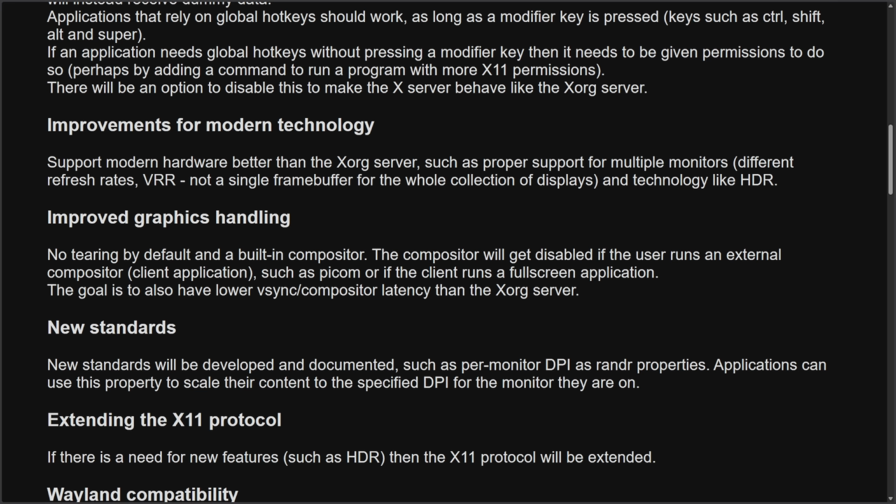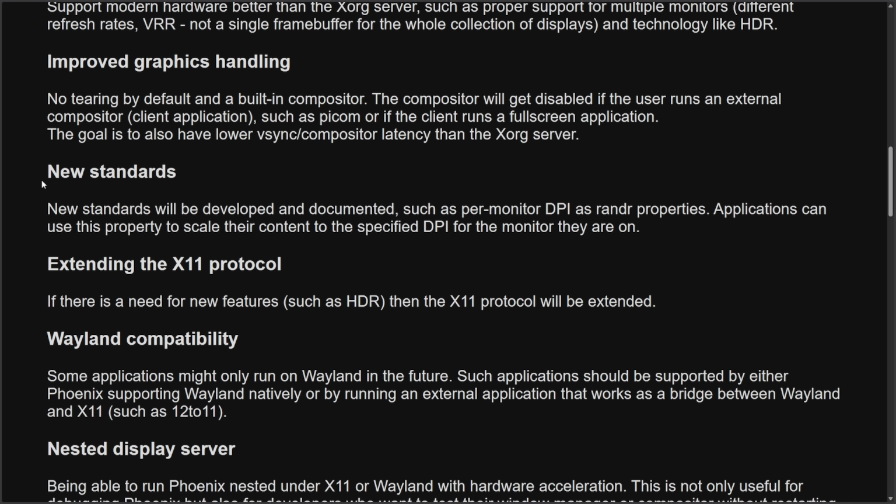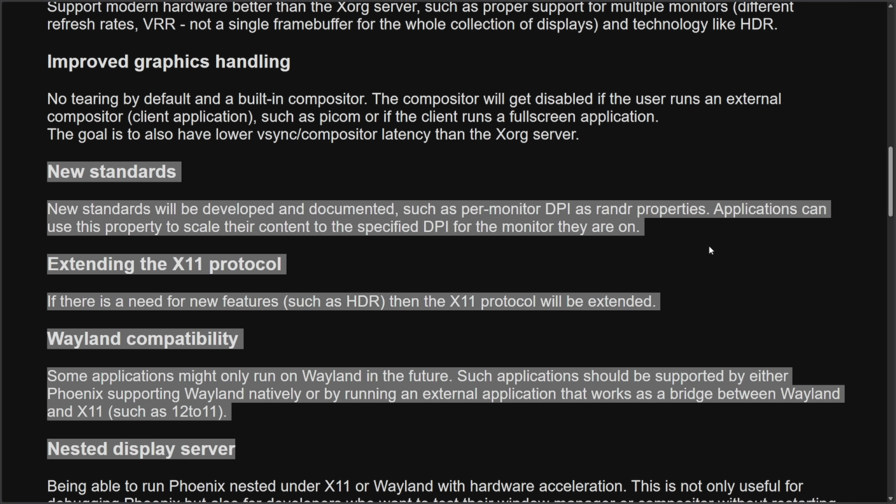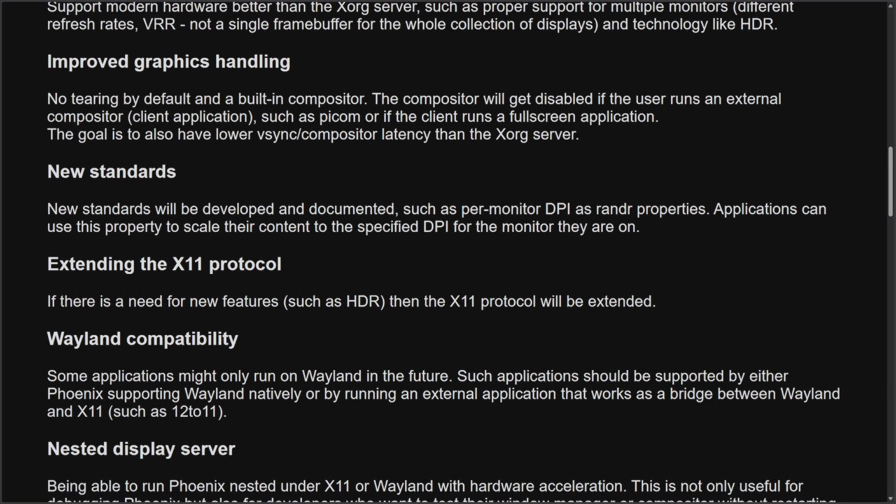Improvements in modern technology, including adding things like per monitor DPI support or HDR support as well, and no single global frame buffer. They also want to support varying refresh rates and proper multi-monitor handling. All things that Wayland has struggled with up to as of recent, although we're finally getting HDR support. Also a better, more improved graphics pipeline with a built-in compositor and lower vSync latency. External compositors would still be supported. And of course, just evolve and extend the X11 protocol where needed in places like HDR and VRR, and then define those new standards cleanly, document them, and keep the existing X11 applications working, including legacy ones.